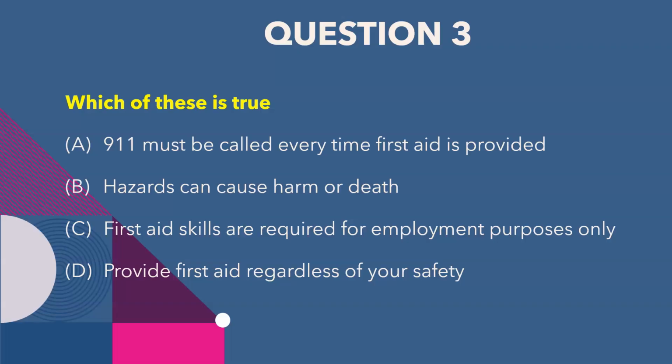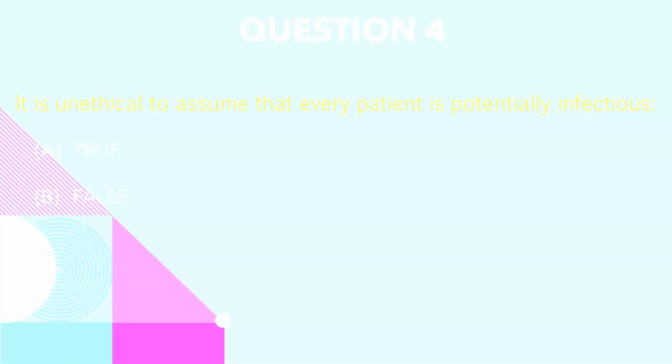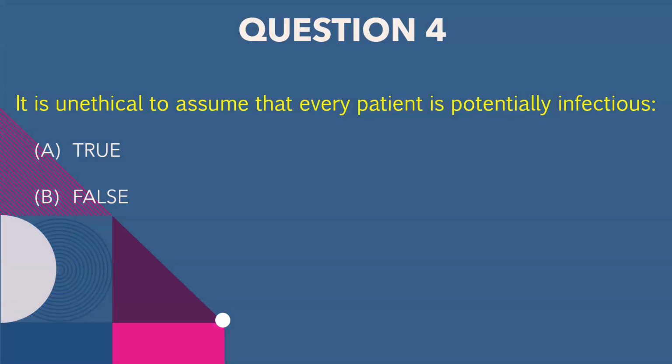Question 4. It is unethical to assume that every patient is potentially infectious. A, true. B, false. Which one is correct? Is it true? Is it false? Answer and then get ready for question 5.